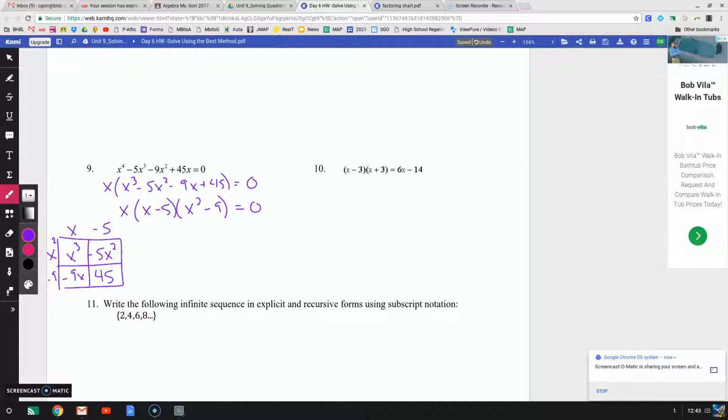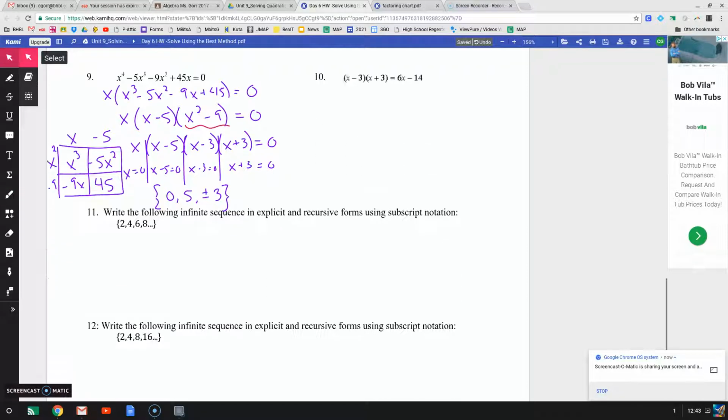Now looking at all of those terms, I realize, oh, wait a minute, this one can be factored again. So I have x times x minus 5 times x minus 3 times x plus 3 equals 0. Now I'm going to break up all of my roots here. I have x equals 0, x minus 5 equals 0, x minus 3 equals 0, x plus 3 equals 0, giving me solutions of 0, 5, and plus and minus 3.